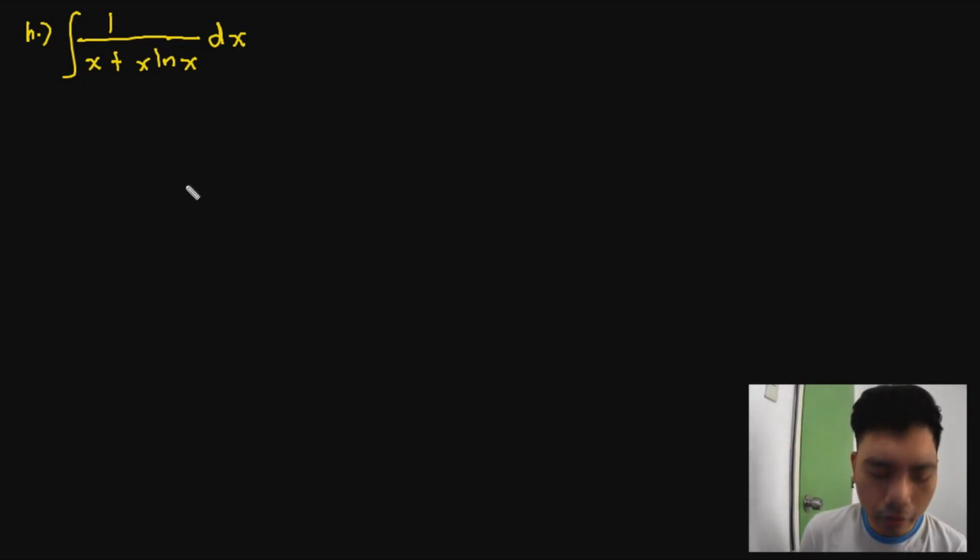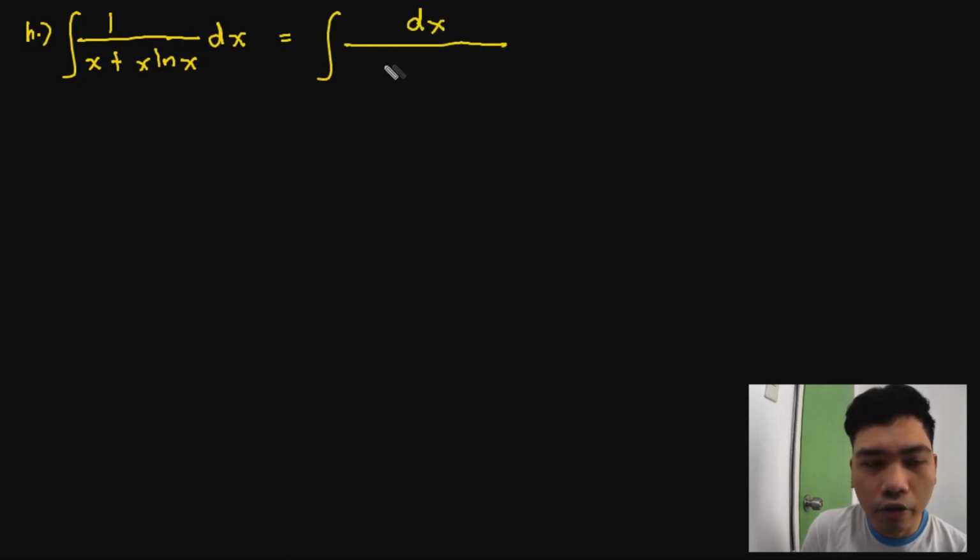Now for letter H, what we have here is the integral of 1 over x plus x ln of x. It is not a fitting integrand because you can't find any rule that can directly integrate this. So what we'll do is factor out x at the denominator because it's factorable, and you will notice that we'll be able to find a certain derivative of a certain function. So this is equal to the integral of dx over x times 1 plus ln of x.